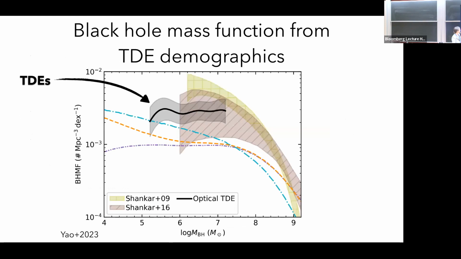And in fact, a very recent paper, Yao et al. 2023, tried to use the ZTF TDE demographics to actually try to extend the observations of the black hole mass function down to lower masses. And that's what you're seeing, this gray shaded region where we have some theoretical calculations, some observations from the Shankar papers up here, and then the TDE limit here in gray.